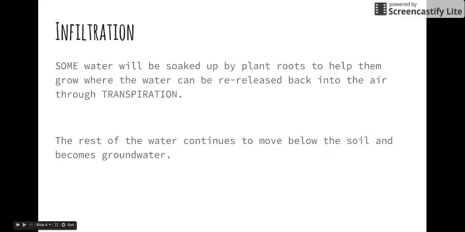Some of the water will be soaked up by plant roots to help them grow, where it can be re-released back into the air through transpiration. The rest of the water continues to move below the soil and becomes groundwater. So once it hits that impermeable area of rock, that's when the water will just stop and sit and become groundwater.